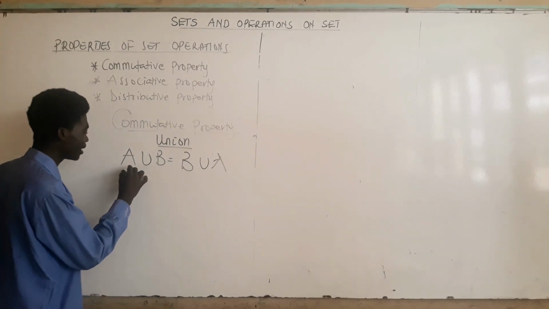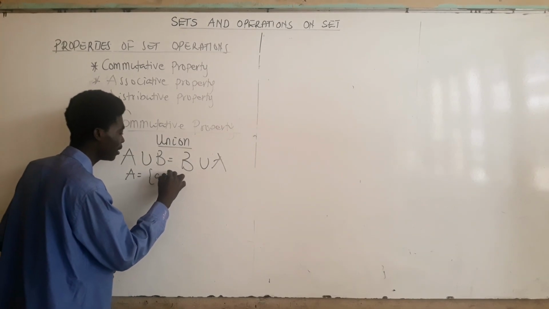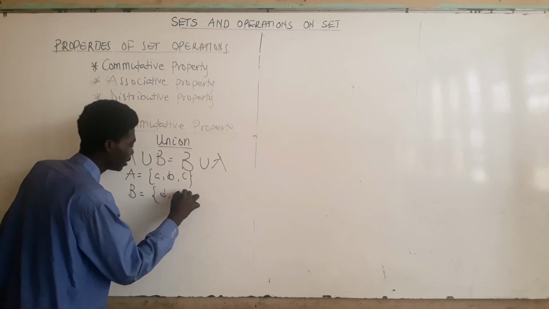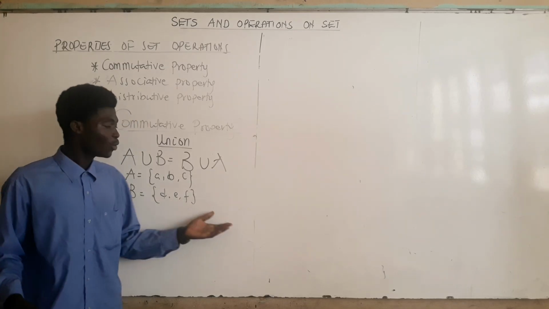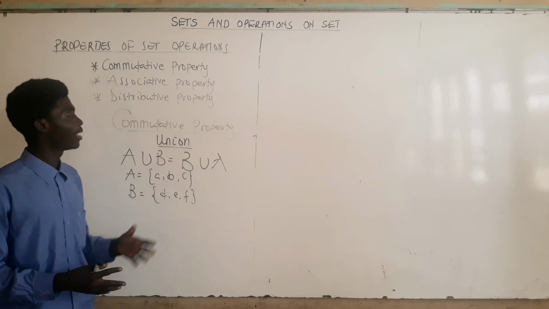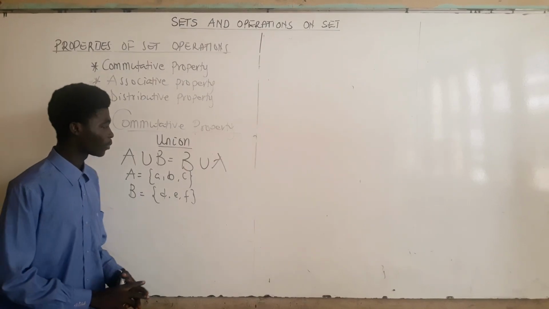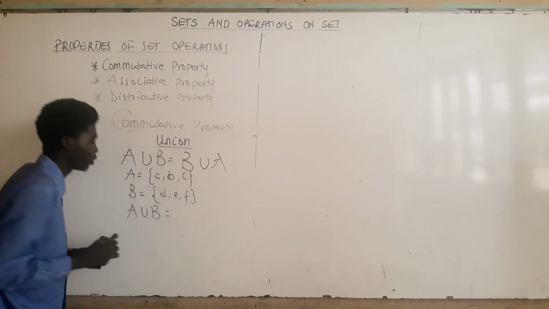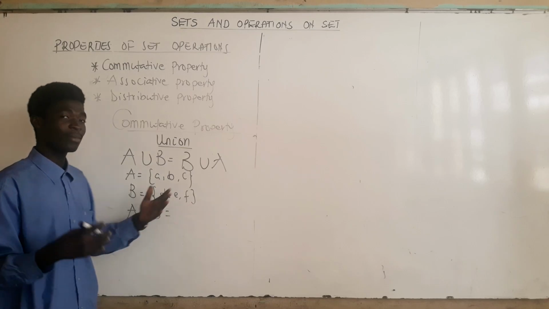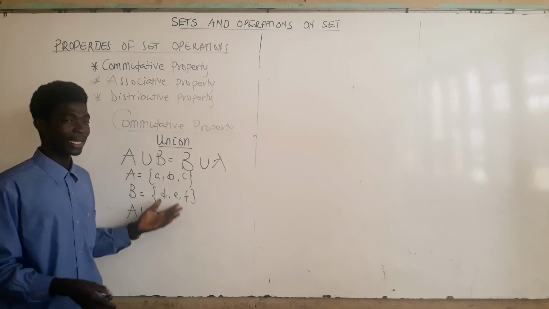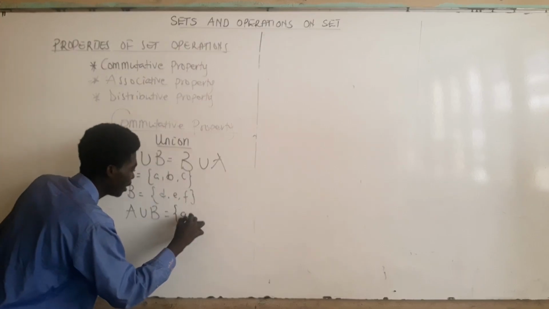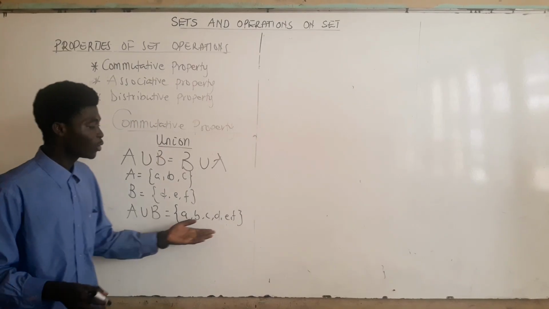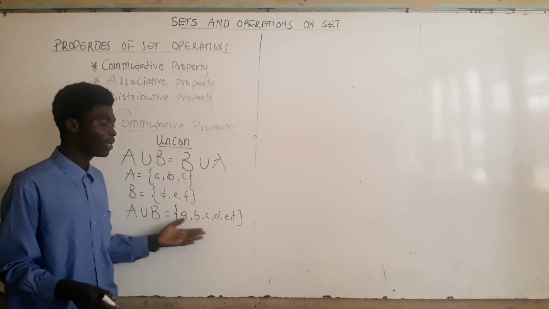So for example, set A contains a, b, and c, and set B contains d, e, and f. There is an example to prove the union using the commutative property. So let's see. A union B, the union, as I explained earlier, is bringing the elements together. So let's see: a, b, c, d, e, and f. This is the result of A union B.